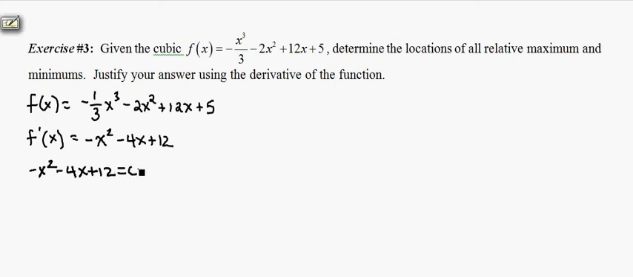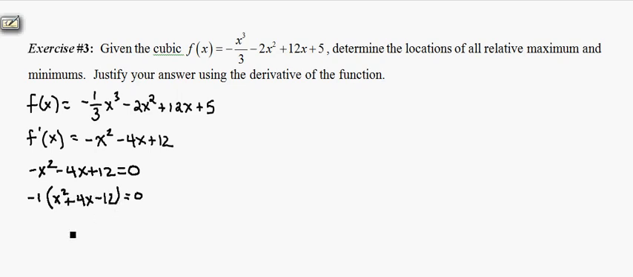A lot of students right now, very understandably, have the urge to divide both sides of the equation by negative 1 in order to get rid of the negative 1 coefficient on the x squared. Totally understandable. But I'm going to keep that negative 1. And I'm going to keep it because it really makes a difference, not in terms of the solutions to this equation, but in terms of how I think about the sign analysis of the first derivative. I'll explain all of that in just a minute.